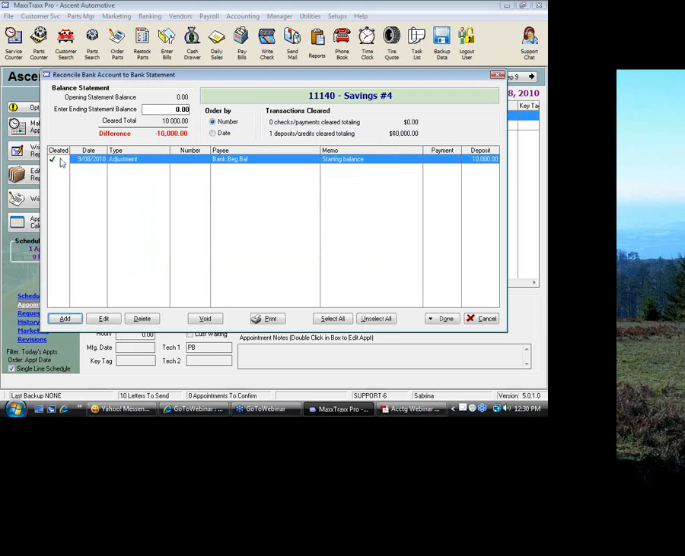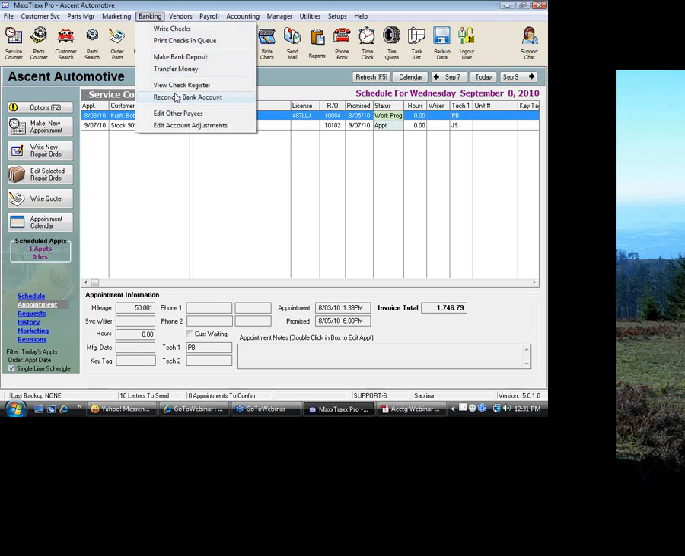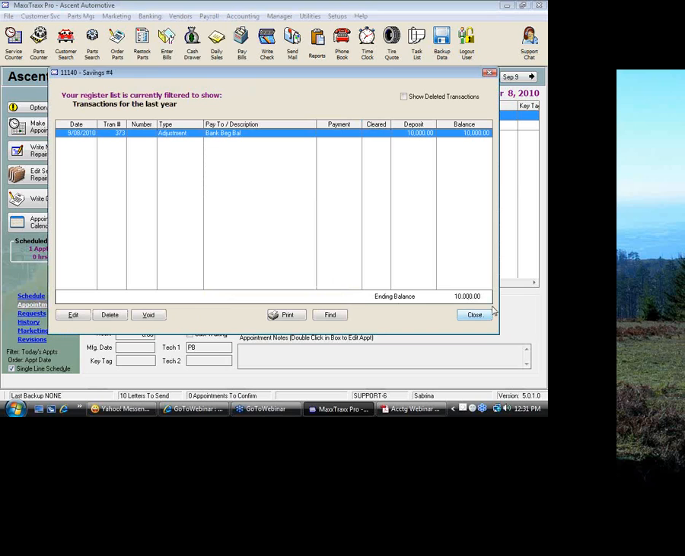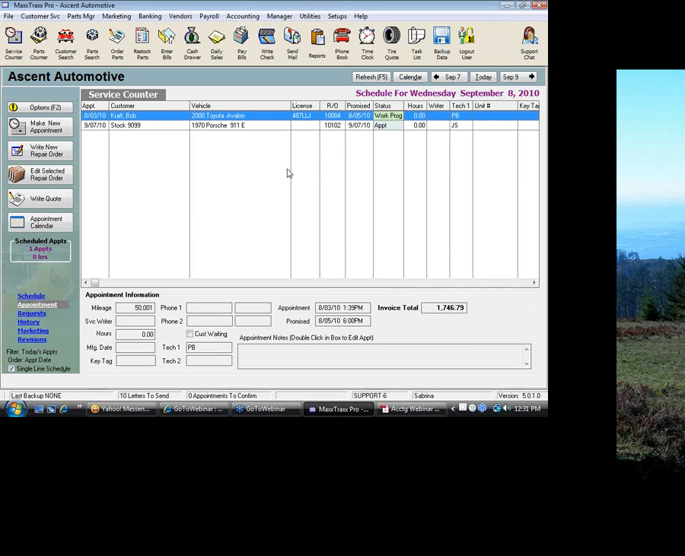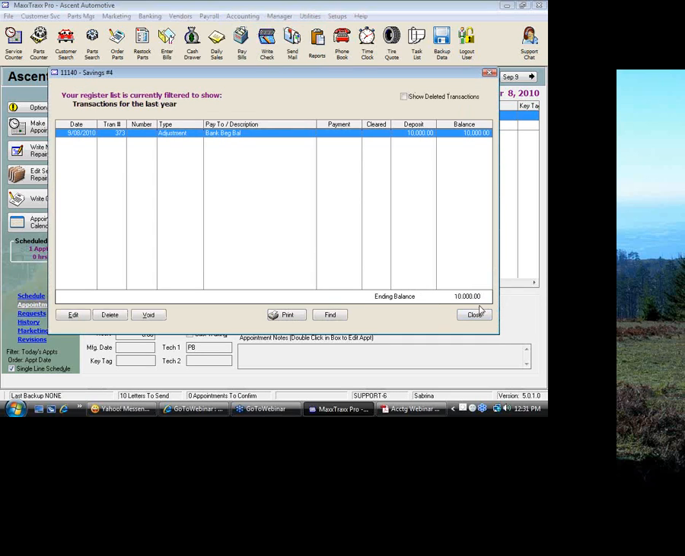So not only do we now have this in our bank account, so let's look under banking, view check registers. I'm actually looking at savings. You can now see I have $10,000 as my ending balance, okay? But more importantly, for this webinar anyway, let's look under accounting chart of accounts. And if we double-click on savings account number 4, here also is that ending balance.